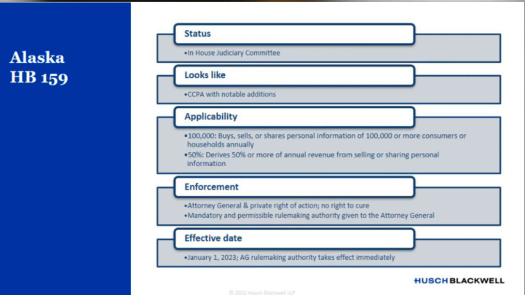And Alaska's session is currently scheduled to close, I think, in May, so there's still a healthy chunk of time for this bill to make some moves. Kind of resembles the CCPA before the CPRA amended it, but with some more robust provisions, which I'll get to in a minute. As for applicability, a business needs to satisfy one or both of two thresholds, either the 100,000 volume threshold or the 50% of annual revenues threshold.